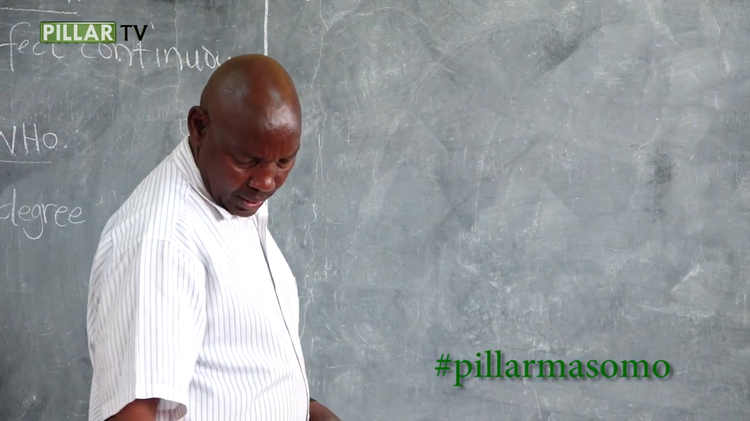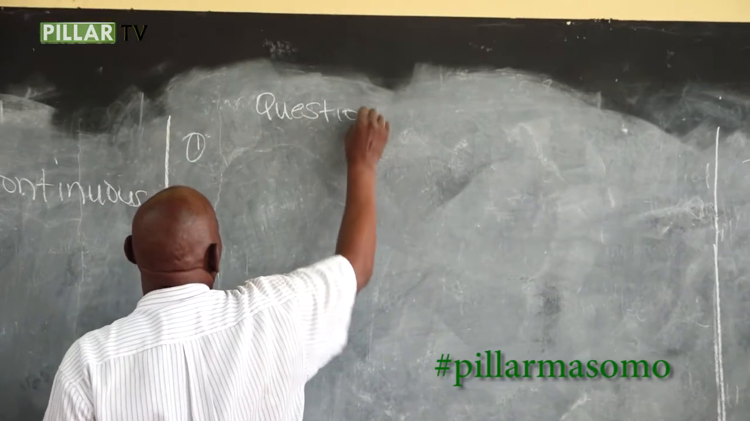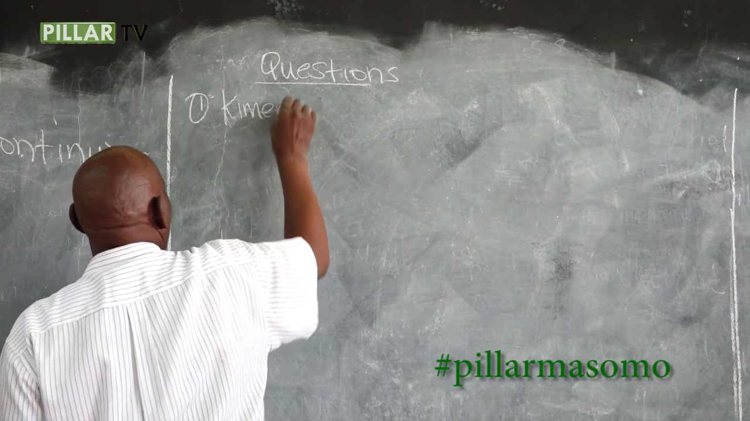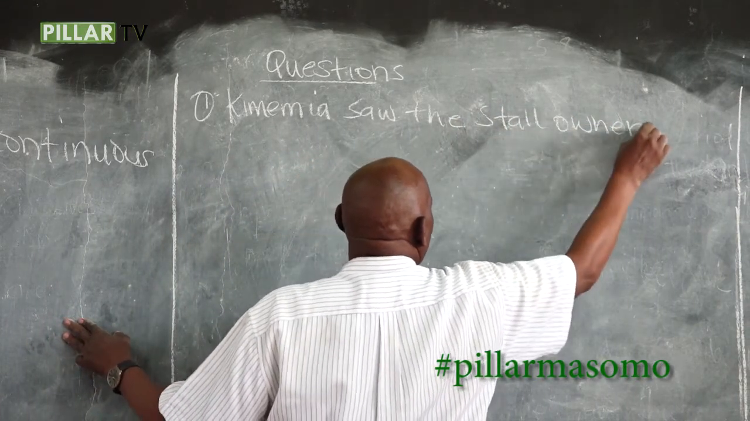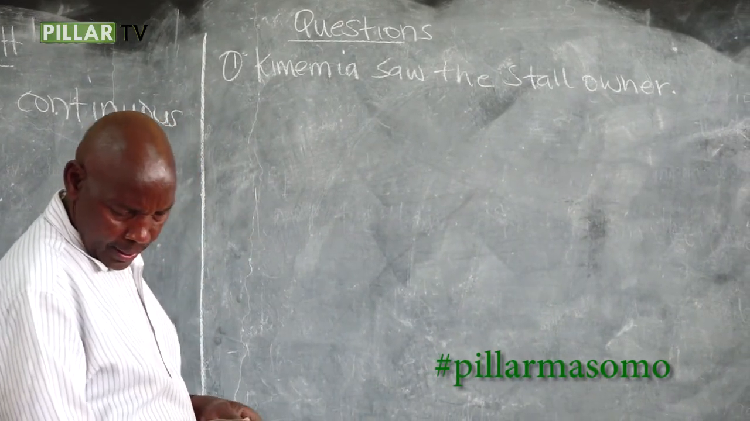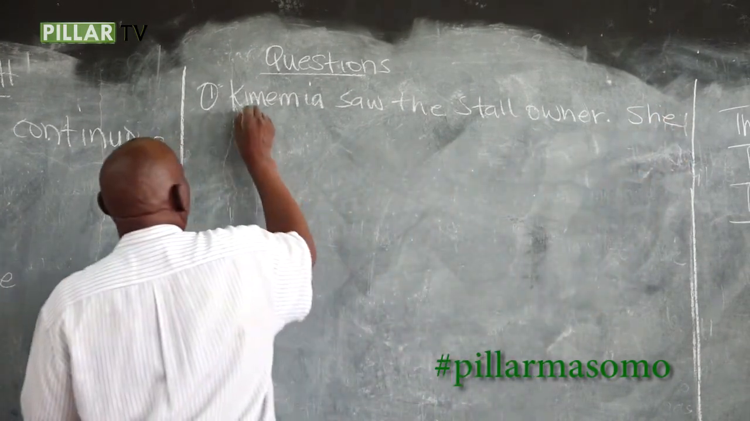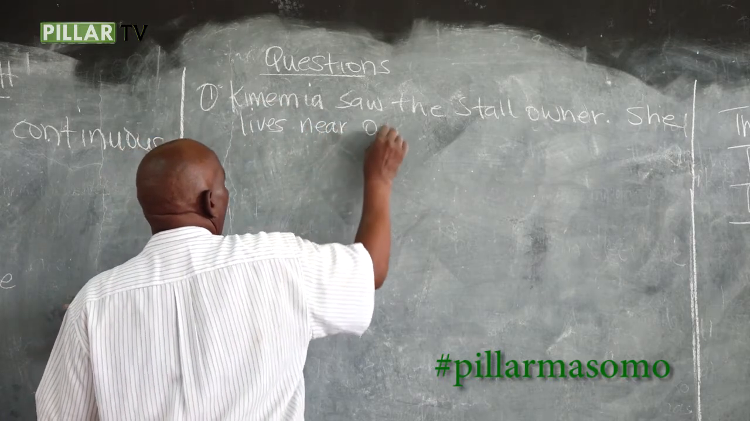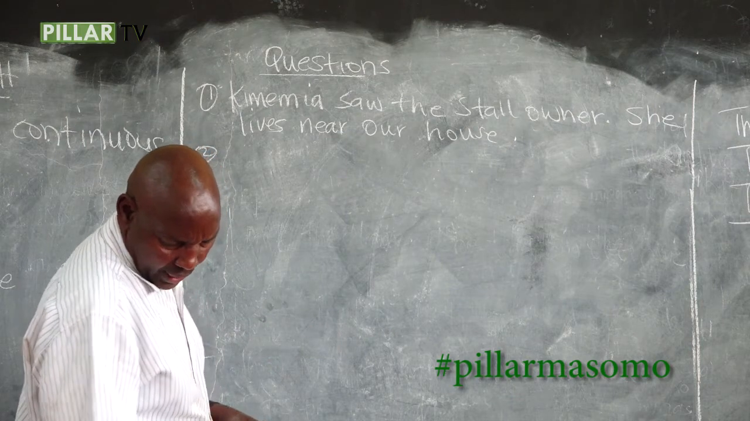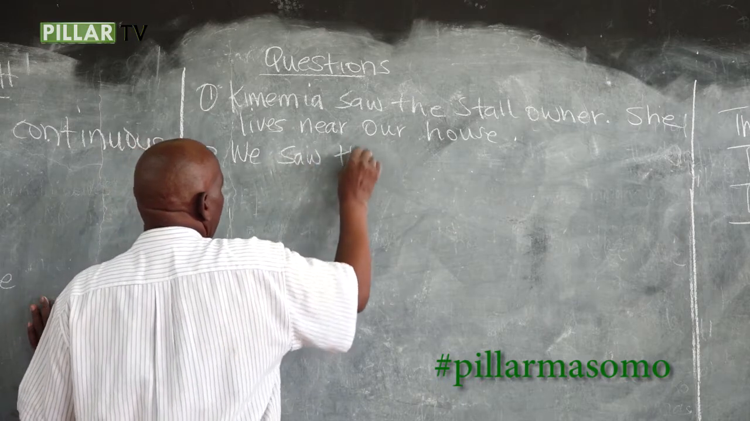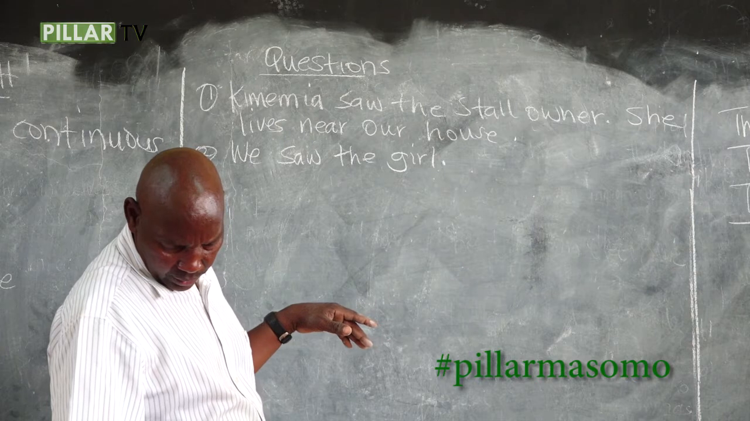So the first one reads, Kimemia saw the store owner. Store owner, and then she lives near our house. That is one. Another one. We saw the girl. Stop. So the girl, she works at the supermarket.